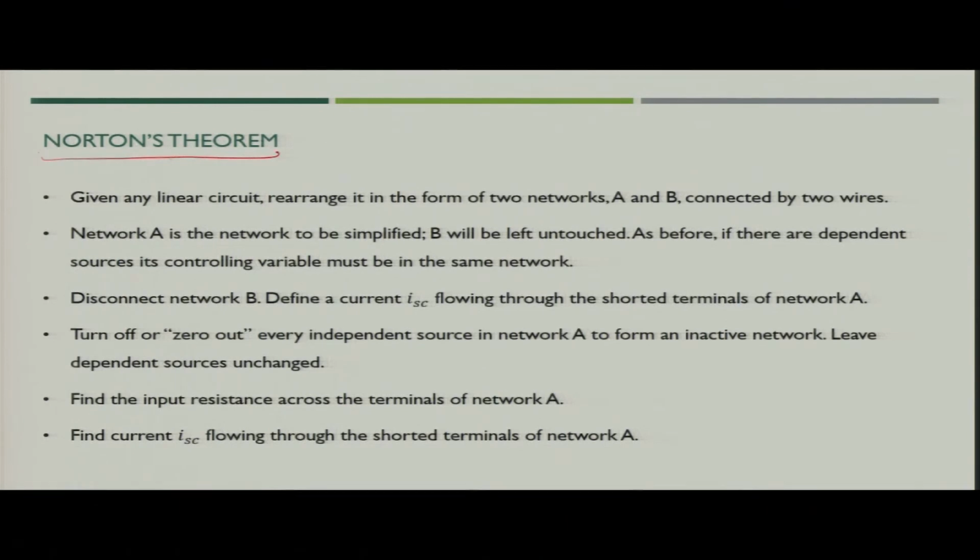Opposite to Thevenin's, we have Norton's theorem, because in this case, instead of open circuit voltage, we need to find the short circuit current. So, here also, given any linear circuit, you have to rearrange it in the form of two networks, A and B, connected by two wires. Network A is the network to be simplified and B will be left untouched. As in Thevenin's theorem, in this case also the dependent sources and their controlling variable must be in the same network. Now, we disconnect network B and define current ISC, that is the short circuit current.